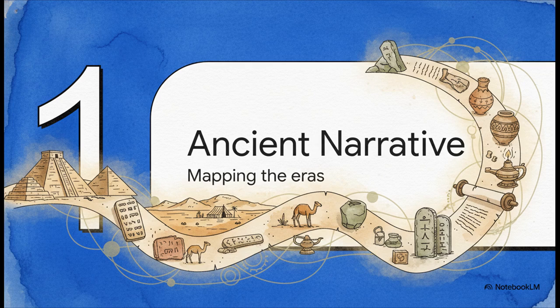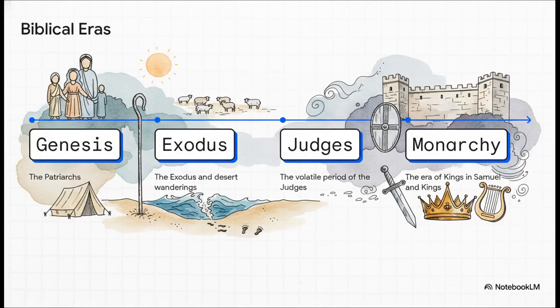So, kicking things off with Section 1, the ancient biblical narrative, mapping the eras of the text. Because to truly understand the macro pattern here, we first need to see the chronological flow. Our source text maps out 4 very distinct historical eras. First up, we've got the patriarchs in Genesis, the foundational families. Then comes the Exodus era, which covers the epic escape from Egypt and those long desert wanderings you find detailed in Exodus, Leviticus, and Deuteronomy.